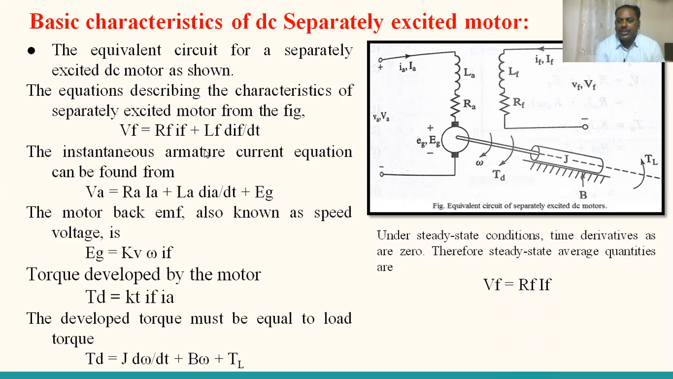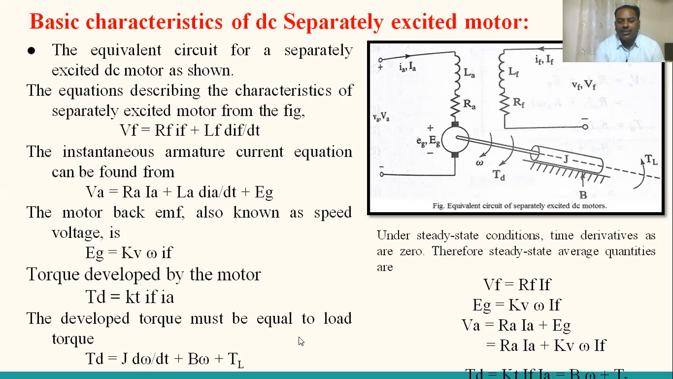So VF is equal to IF into RA. The LF dIF/dt is the time derivative, which is equal to 0. And similarly, EZ is the back EMF or generated EMF, which can be expressed as usually kV into ω into IF. And similarly, VA can be written as VA equal to IA RA plus EZ. Because the time derivative of LA dIA/dt is equal to 0, and substituting the EZ value in this equation, VA is equal to IA RA plus kV into ω into IF.